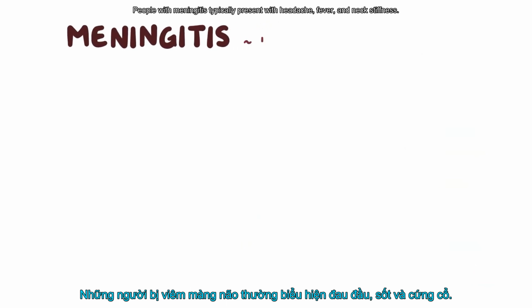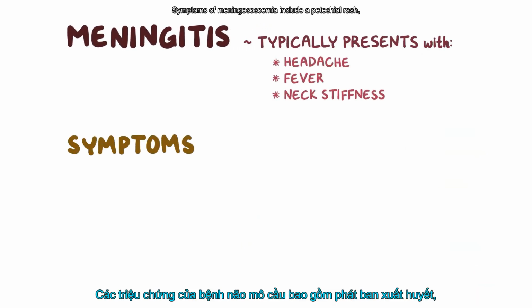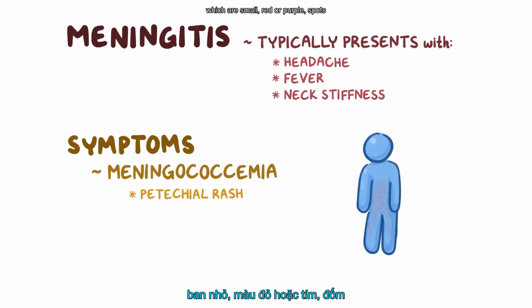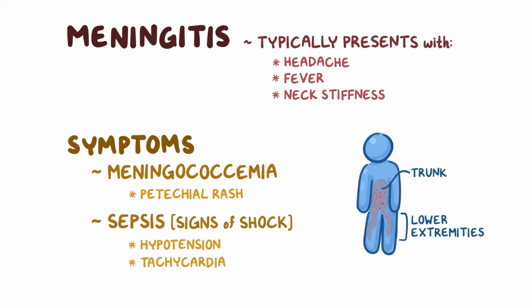People with meningitis typically present with headache, fever, and neck stiffness. Symptoms of meningococcemia include a petechial rash, which are small red or purple spots that often appear on the trunk and lower extremities. And with sepsis, there may be signs of shock, like hypotension and tachycardia.